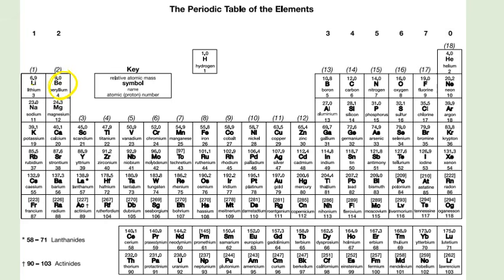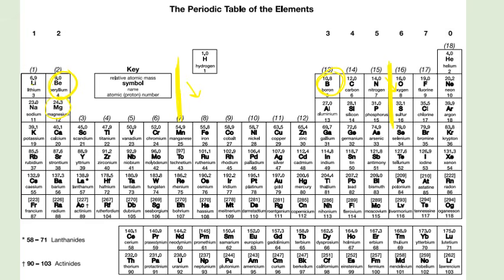However, between beryllium and boron, there's actually a slight drop. And likewise, between here and here, there's a slight drop. And likewise, between here and here, there's a slight drop. So it's awkward that between groups 5 and 6, we get a slight drop. And between groups 2 and 3, we get a slight drop. We need to be aware of this.